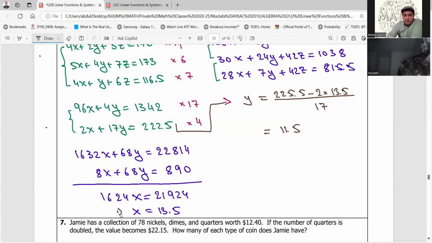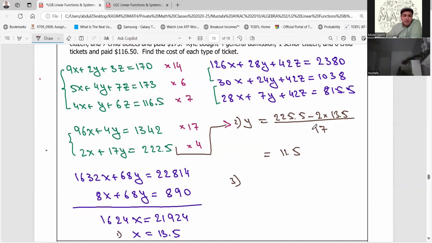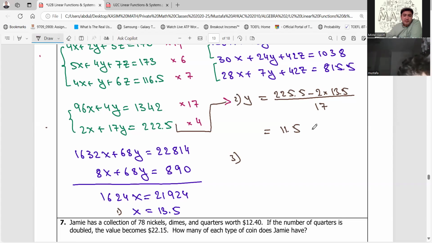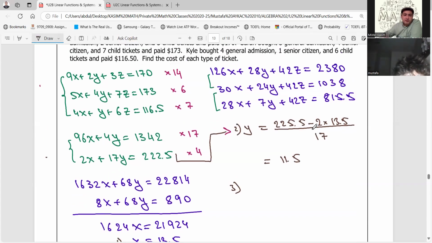Okay, let me leave this one and two, and z. For z, which equation should we use? I think it doesn't matter. Let me use the first one. z is equal to 170 minus 9 times x, which is 13.5, minus 2 times y, 2 times 11.5, and the coefficient of z is 3, right?